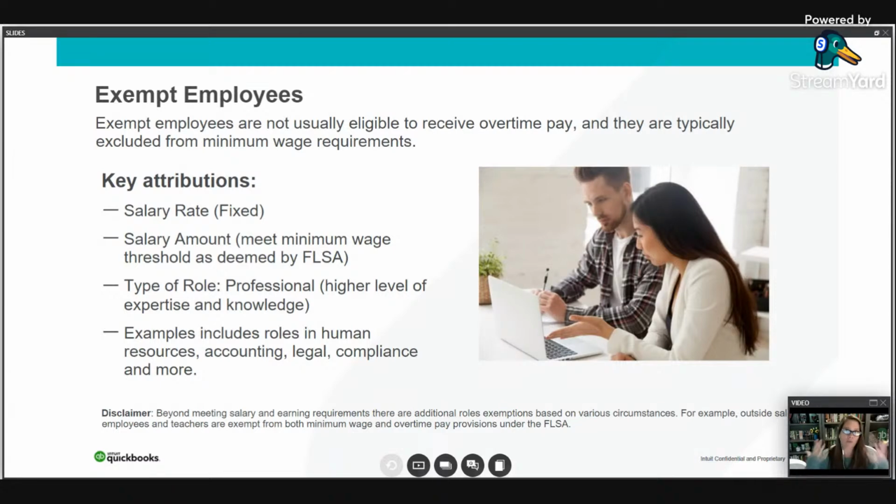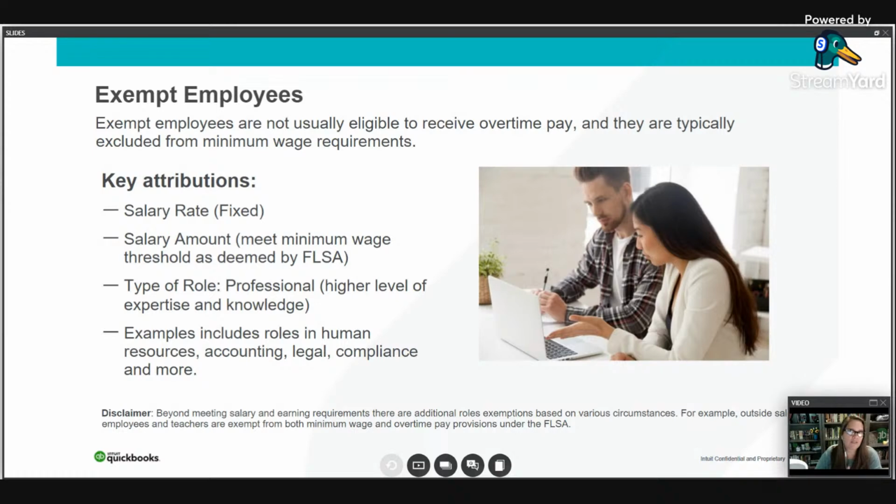They're not a professional in the company. They're not an executive level. So what we're looking at is human resources, maybe a CFO, maybe an in-house legal associate. So they're usually not eligible to receive overtime pay, and they're excluded from minimum wage requirements, right? So really think about that.